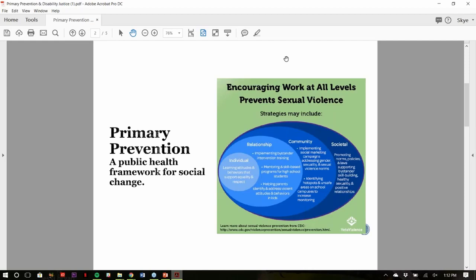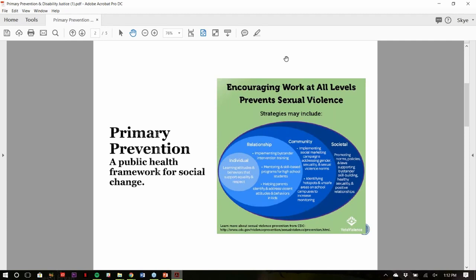And then at the community level, for example, a community protective factor might be something like having accessible walkways that are not disintegrated, or having hallways that are appropriately large so that people can speak or communicate with sign language. Basically just creating community space that's actually accessible to people based on the way that they move through the world. Community strategies may include implementing social marketing campaigns addressing gender, sexuality, and sexual violence norms, identifying hotspots and unsafe areas on school campuses to increase monitoring.